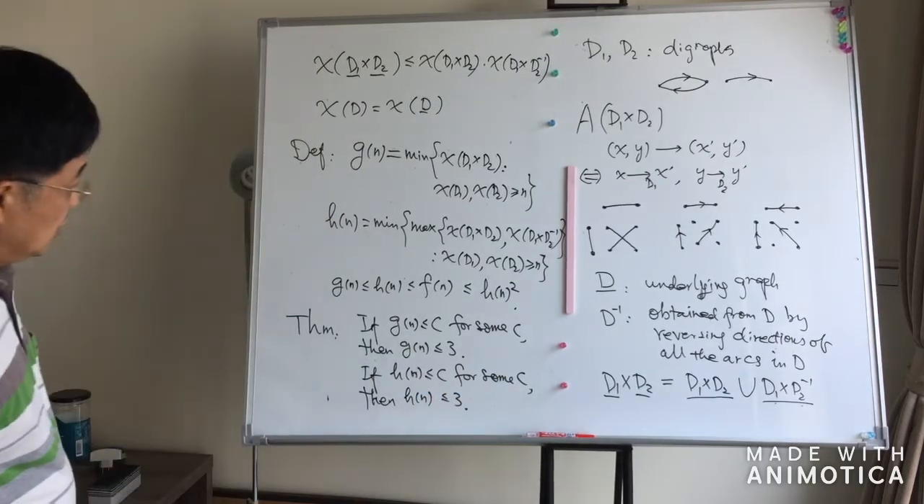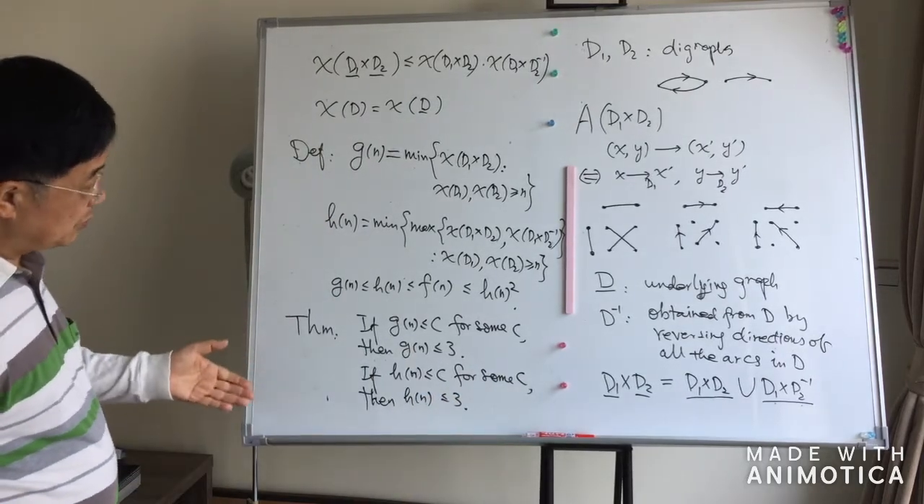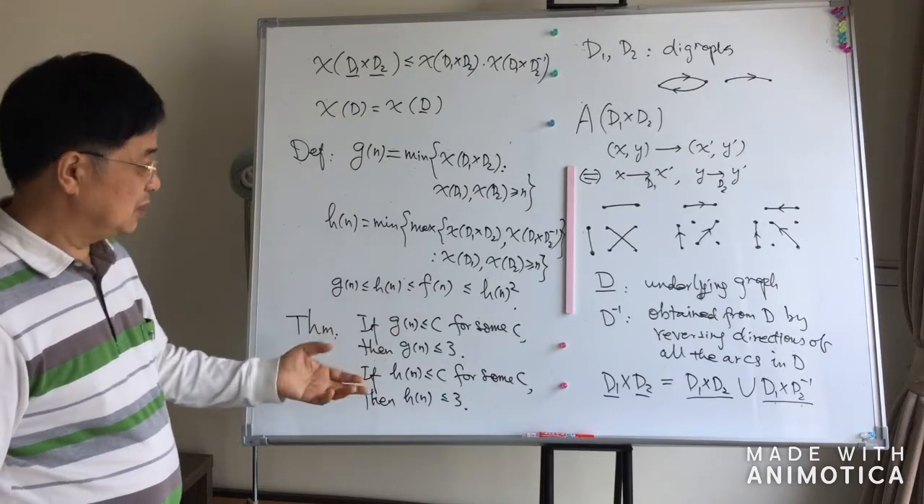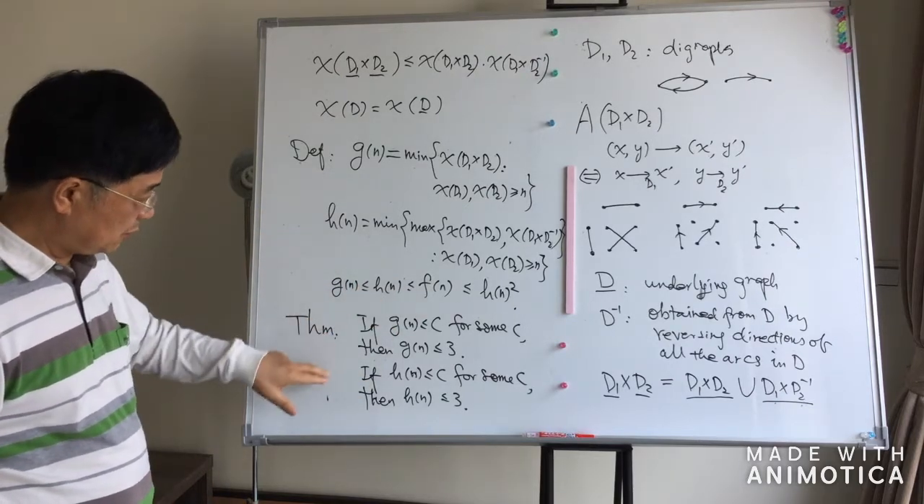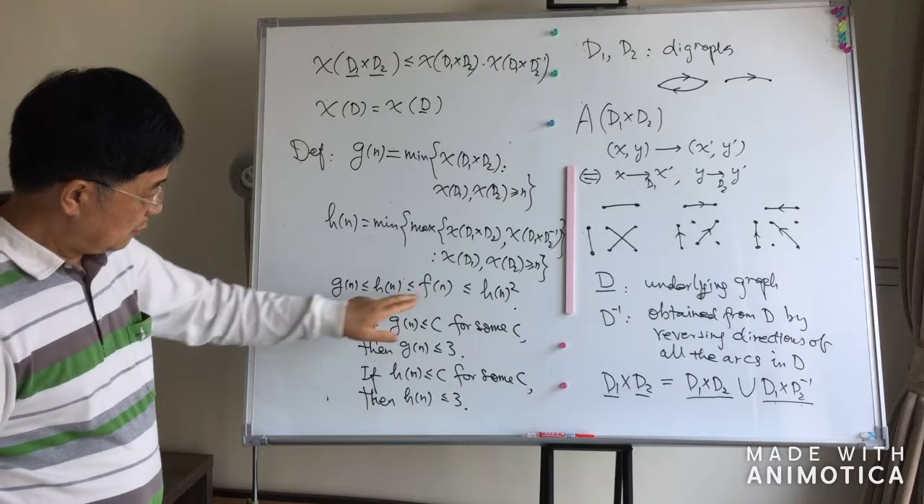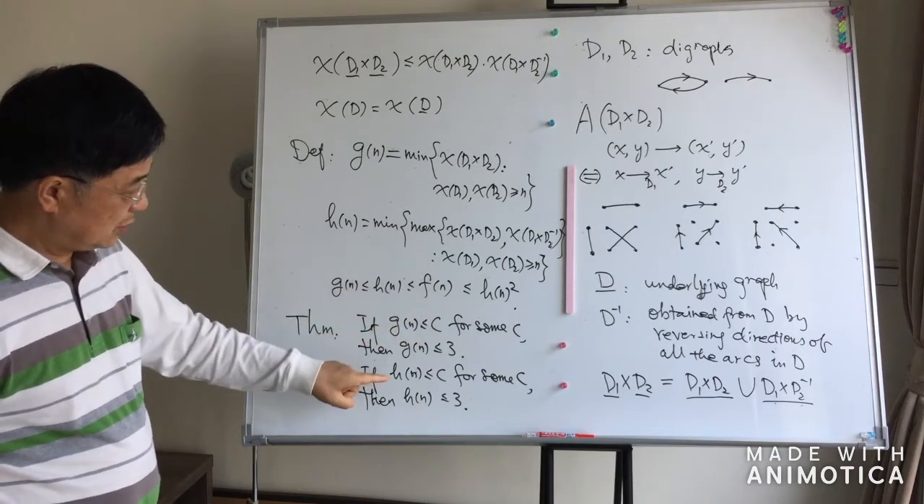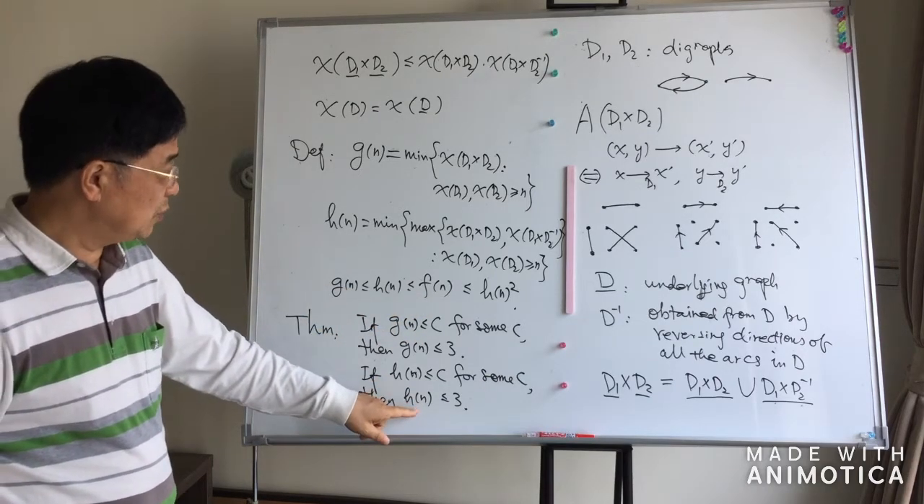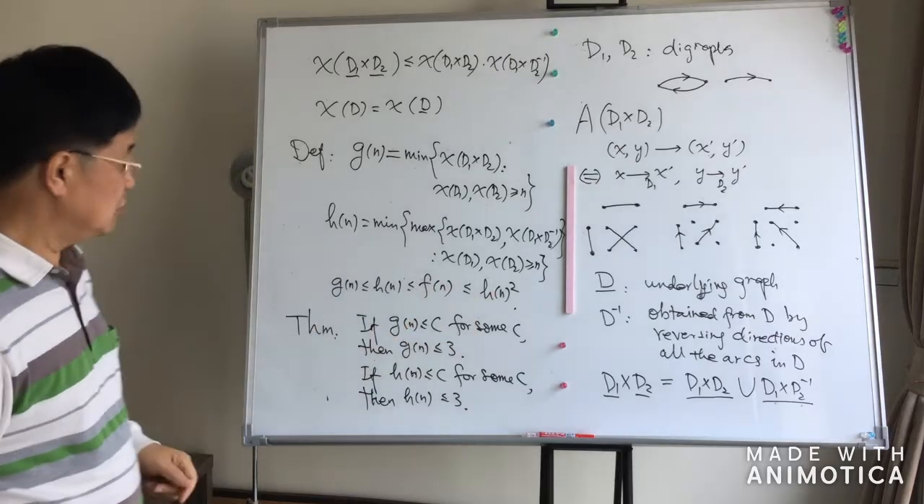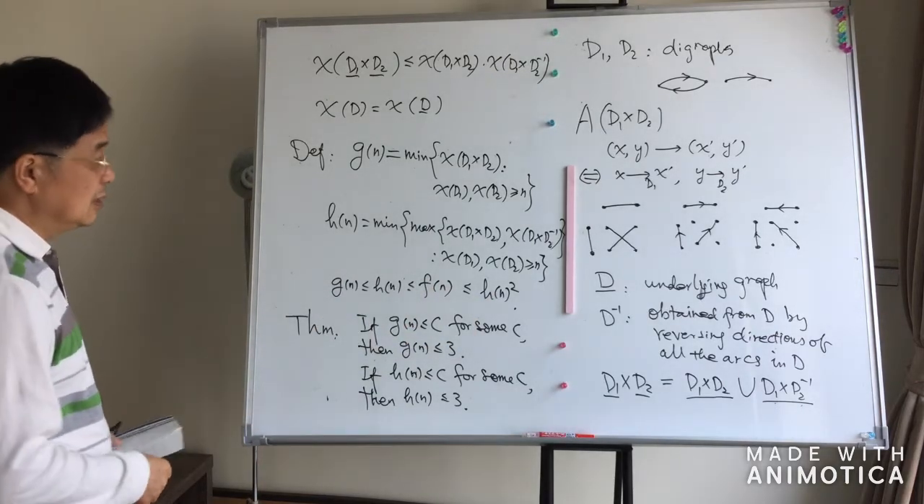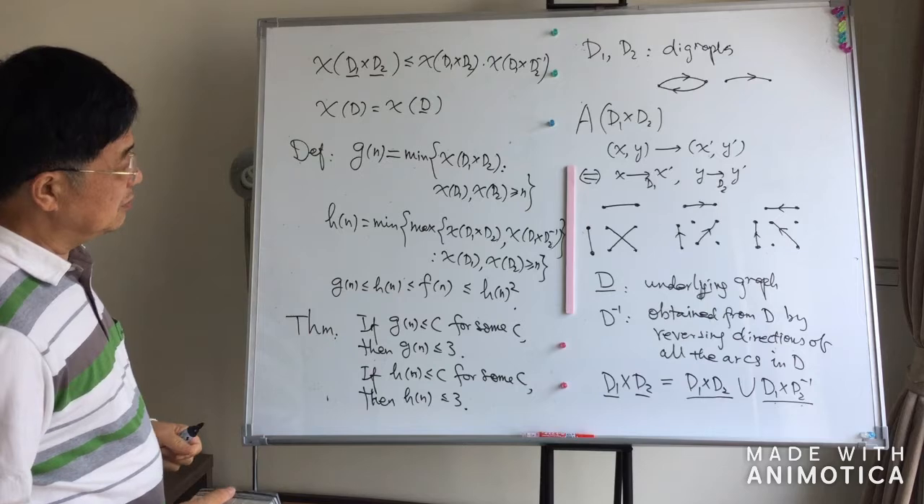Okay? So the theorem we want to prove is that if Fn is bounded, then it's bounded by 9. And it follows from this theorem, right? If Fn is bounded, then Hn is bounded, and Hn is bounded by 3. And therefore Fn is bounded by the square of 3, which is 9. So what we need to do is to prove this theorem.